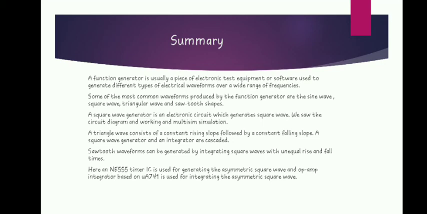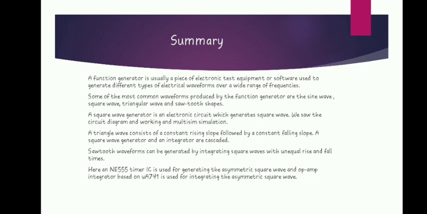An electronic square wave generator is an electronic circuit which generates a square wave. We saw the square wave circuit diagram and its working in Multisim simulation. In the circuit diagram, the resistor R1 and capacitor are connected to the inverting terminal, and R2 and R3 are connected to the non-inverting terminal. And we saw the working principle and the Multisim simulation.